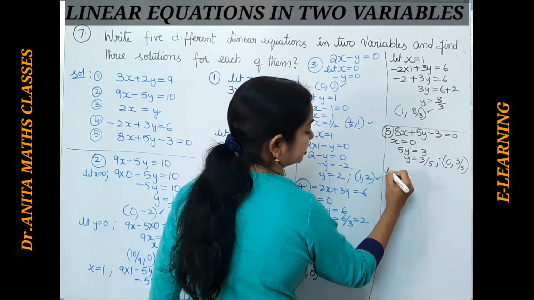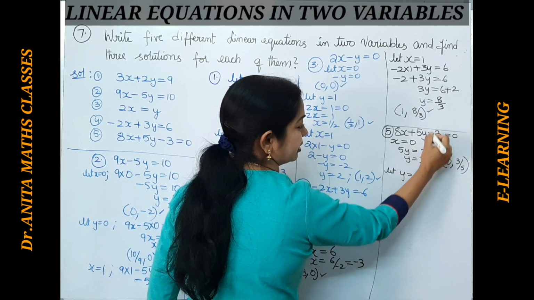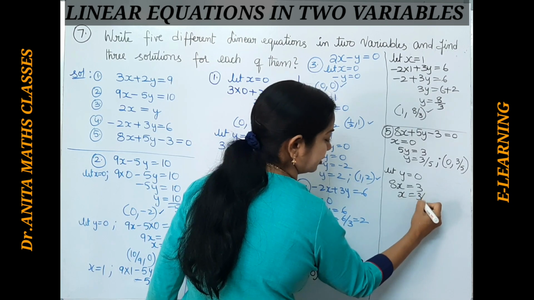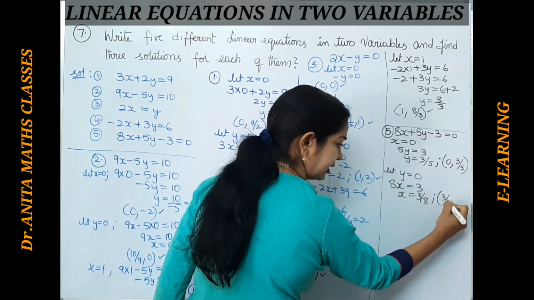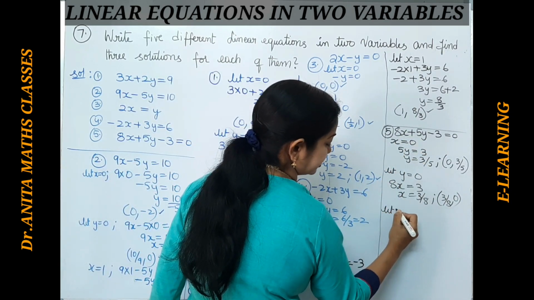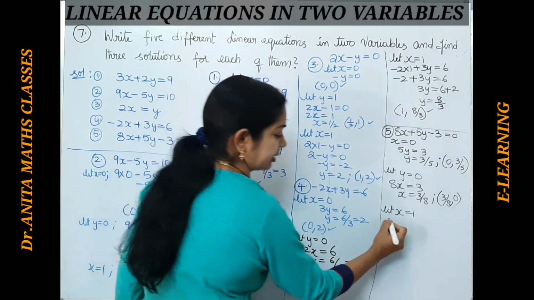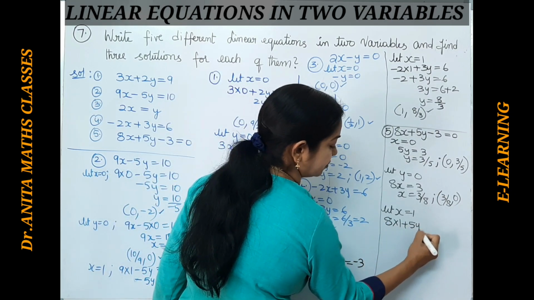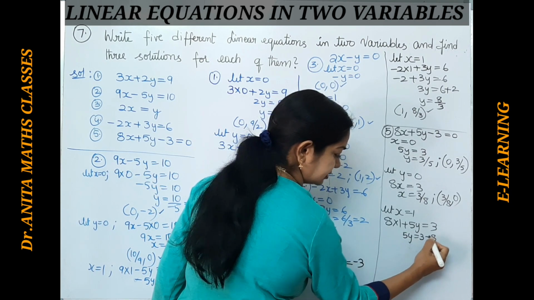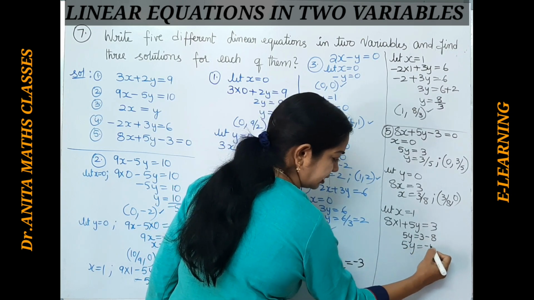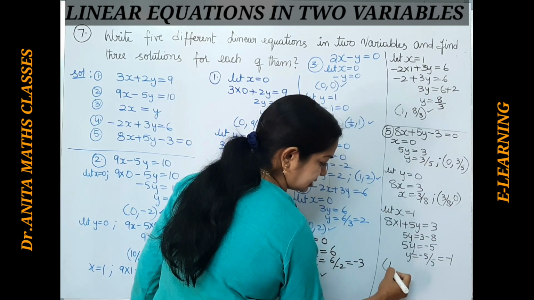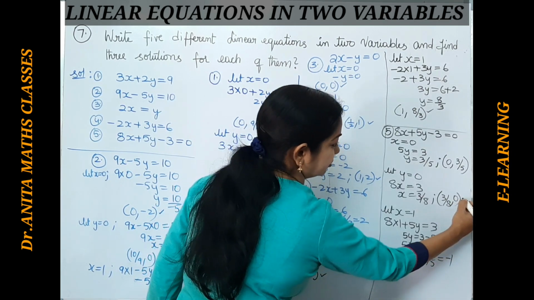Now I'll substitute y equal to 0. So this part becomes 0. So 8x equal to 3. x is equal to 3 upon 8. So when x is 3 by 8, y is 0. So let us take x is equal to 1. Okay. 8 into 1 plus 5 into y equal to 3. So 5y equal to 3 minus 8. This comes other side. So this is minus 5. y is equal to minus 5 by 5, that is minus 1. So when x is 1, y is minus 1. These are the three solutions.